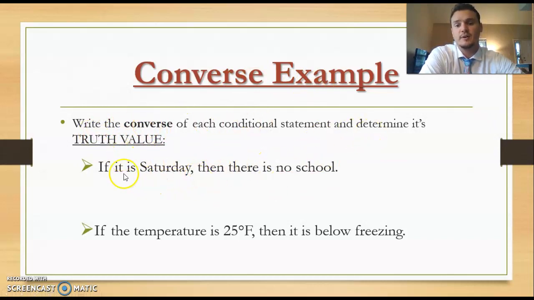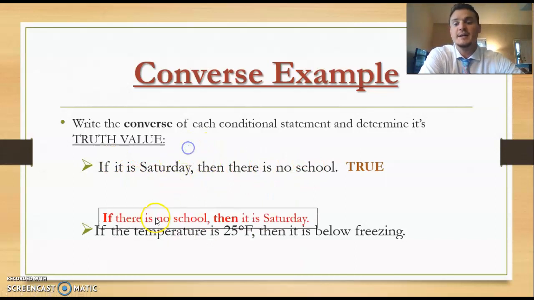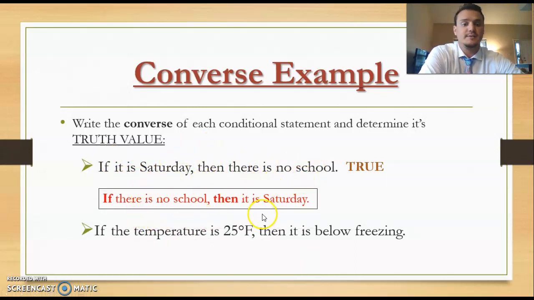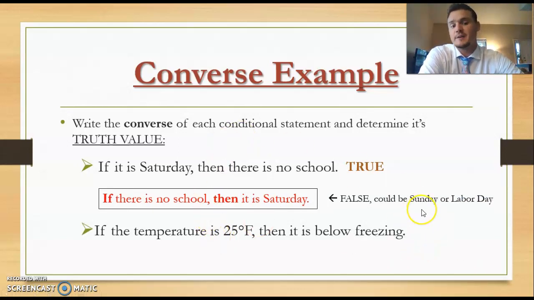So converse examples, we're going to write the converse of each conditional statement and determine its truth value here. So first statement says, if it is Saturday, then there is no school. This is pretty much true unless you get Saturday school. Now, if we write the converse of this statement, there is no school would be first, and then it is Saturday would come second. So it would read, if there is no school, then it is Saturday. So again, converse, you're just switching them around. If there's no school, then it's Saturday. This is false because it could be Sunday. It could be Labor Day, which is a Monday, this next Monday.